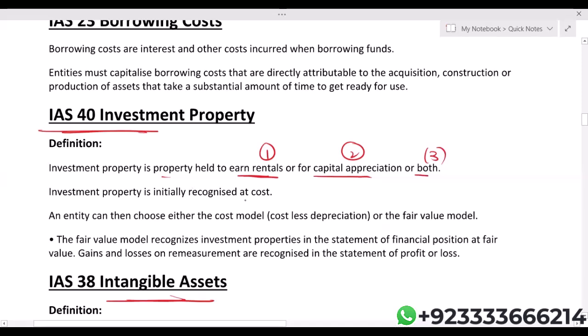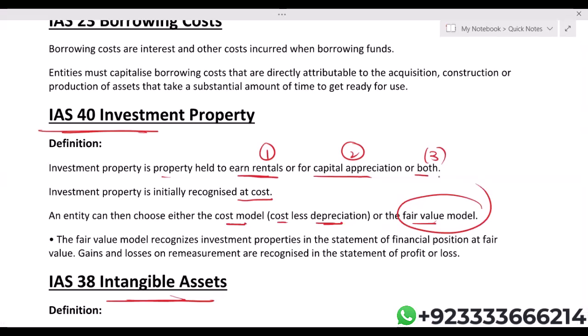Investment properties are initially recognized at cost. An entity can choose either the cost model, that is cost less depreciation, or the fair value model. Now stop. It is advisable to keep your investment properties at fair value because it is an investment property.